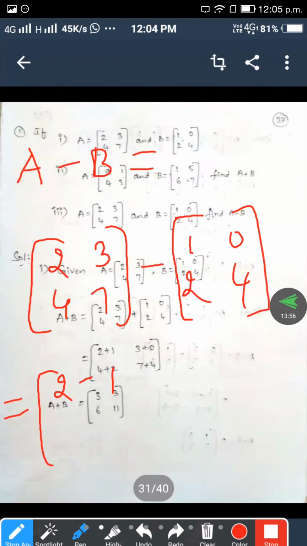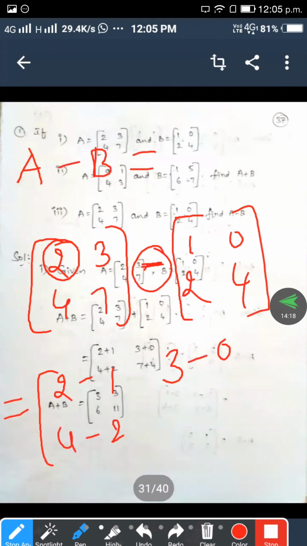Okay. So in the first matrix 2 is there. Write 2 as it is. In between minus is there, so write minus. Here take 1. 2 minus 1. Next element is 3 minus 0. Next 4 minus 2. Between the matrices, what operation is there? We have to write that, plus or minus. Next 7 minus 4.